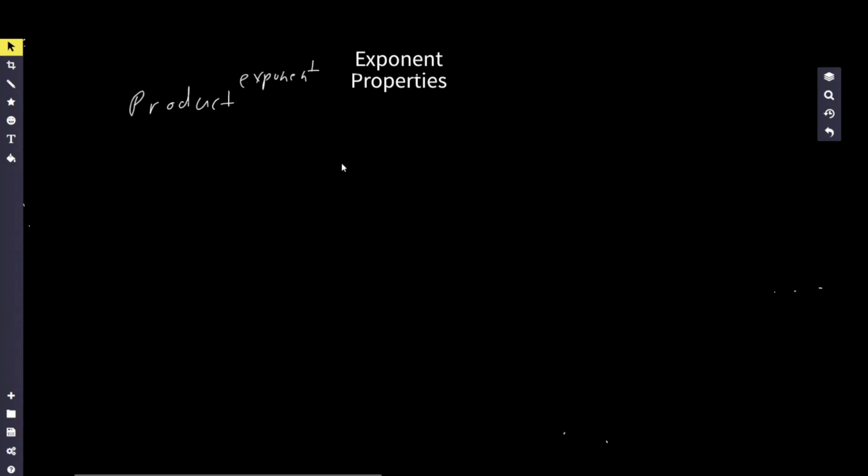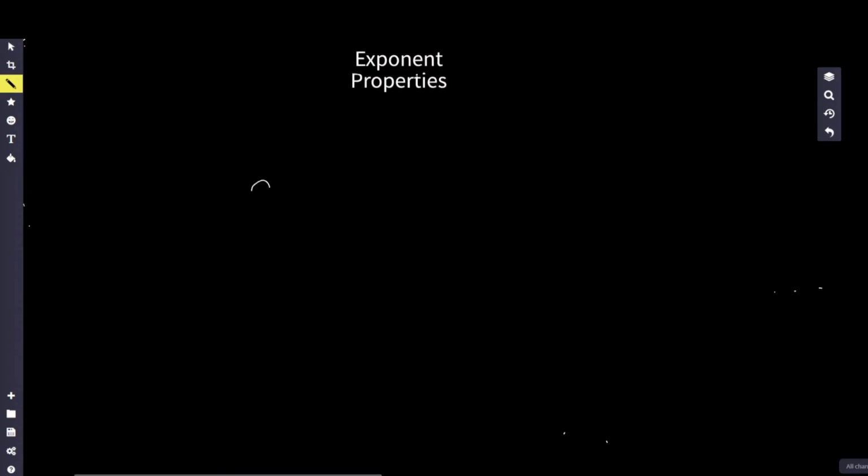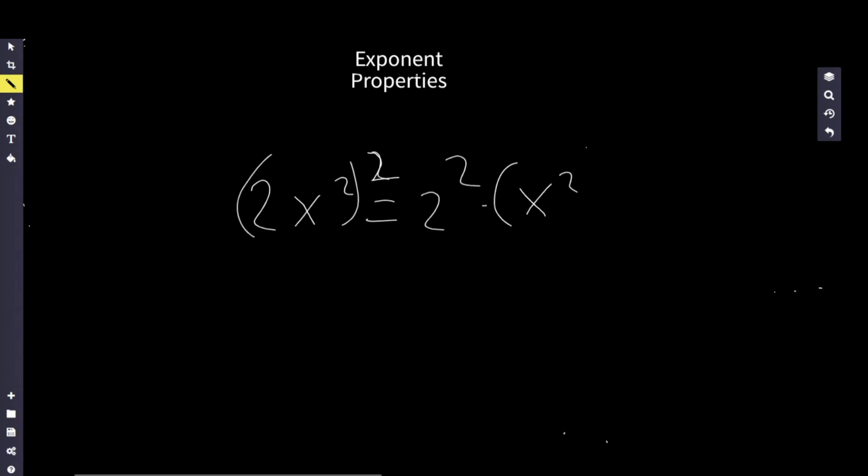Let's use this in an example to see how it's useful. Let's say we have 2 times x squared, to the second power. From our previous example, we know that the first term gets raised to the second power, and we multiply it by the second term raised to the second power. So this simplifies to 4 times, wait a minute, how do we do x squared squared? Well, this brings us to our second rule.